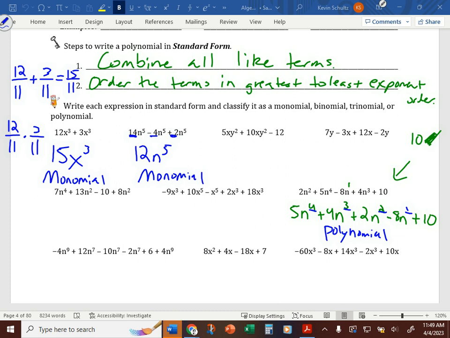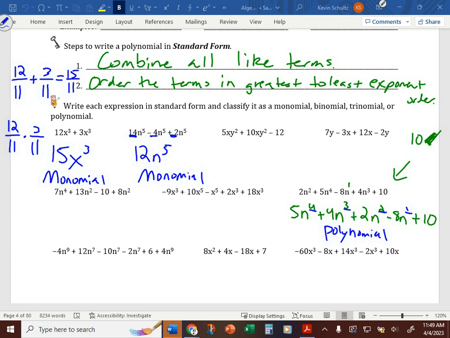Next one, 5xy squared plus 10xy squared minus 12. Any like terms? Same variable, same power. What? 5xy to the second power, 10xy to the second. Yeah, how many xy squares do we have in all?